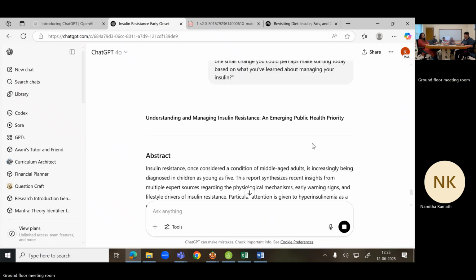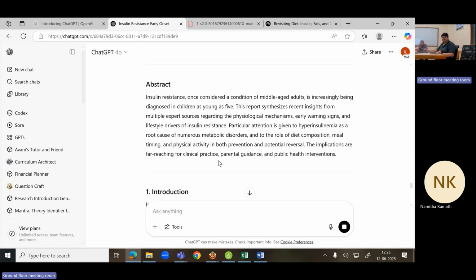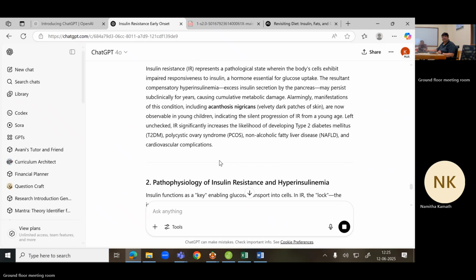Abstract: understanding and managing insulin resistance, an emerging public health priority. It creates a proper report based on that.